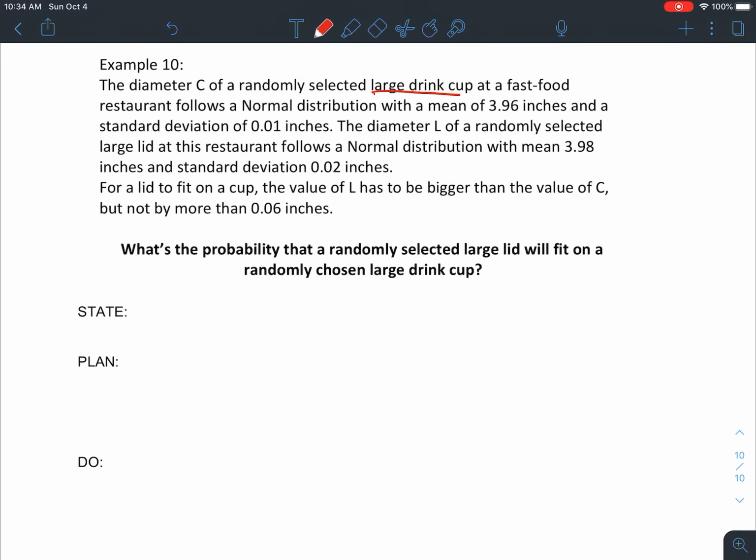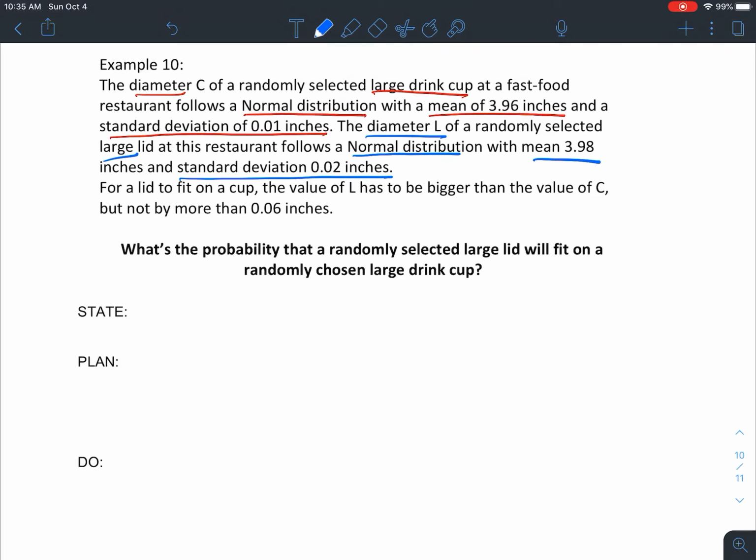talking about fast food companies, and you may have actually experienced what this problem is discussing. It says the diameter C of a randomly selected large drink cup at a fast food restaurant follows a normal distribution with a mean of 3.96 and a standard deviation of 0.01. So that's roughly the diameter of the top of a large cup.